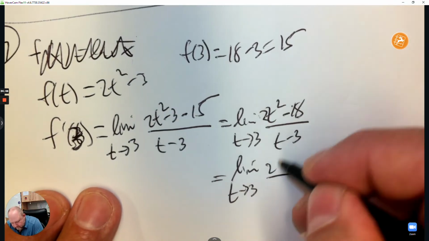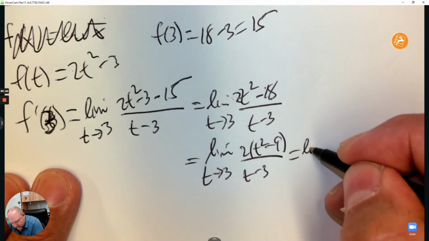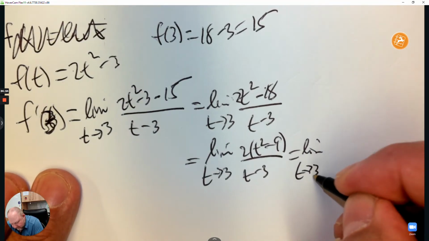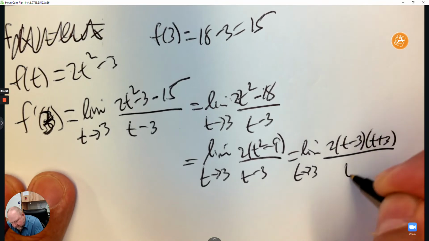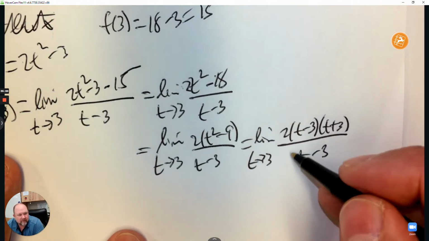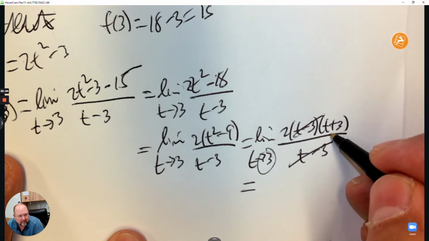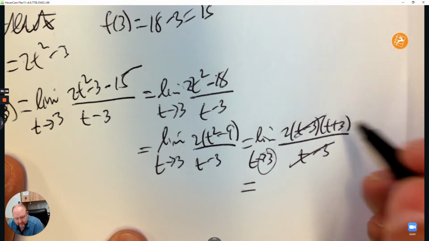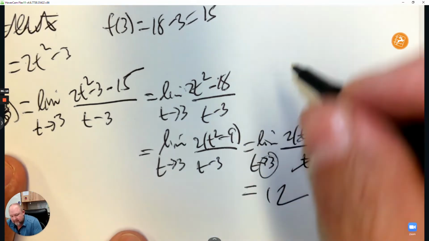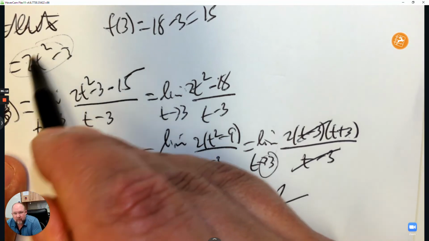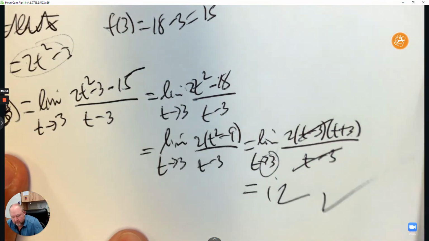Factor out a 2. Factor to a difference of squares. And then you can remove the discontinuity, right? Once you remove the discontinuity, you plug 3 in and get your answer. So 3 plus 3 is 6 times 2, and the answer is 12. We can double check. If you take the derivative here, it's 4t. And when you plug in 3, 4 times 3 is 12, so it totally works.